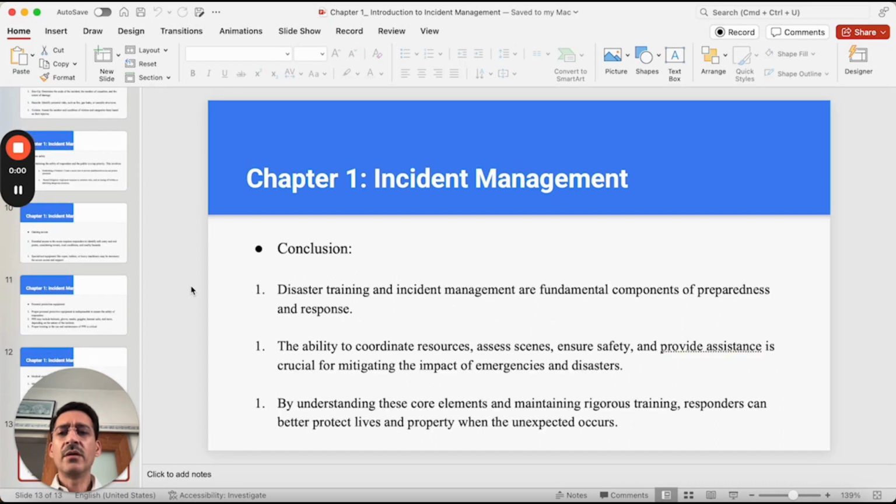Let's conclude. Disaster training and incident management are fundamental components of preparedness and response. The ability to coordinate resources, assess scenes, ensure safety, and provide assistance is crucial for mitigating the impact of emergencies and disasters. By understanding these core elements and maintaining rigorous training, responders can better protect lives and property when the unexpected occurs.